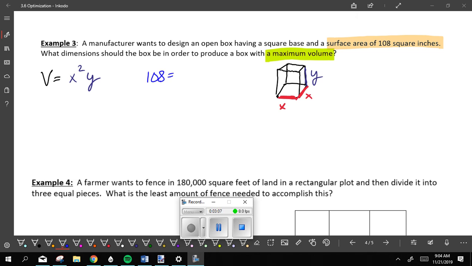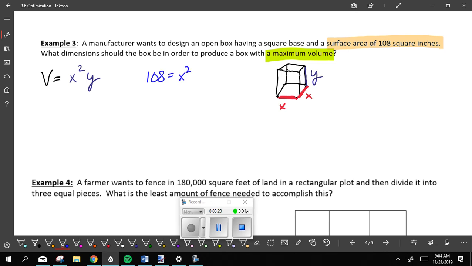If I'm finding the surface area of the bottom of the box, what is the surface area of the bottom of this box going to be? X squared, because it's length times width. The base is both x and x, so it's x squared. It's not 2x squared. It'd be 2x squared if it were closed on top. It's not closed on top, so I only have one of those.